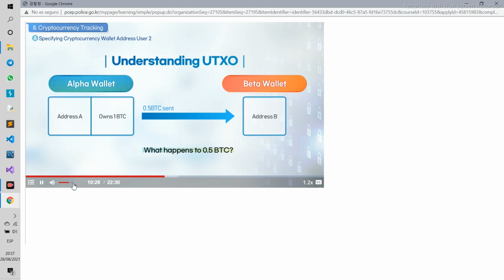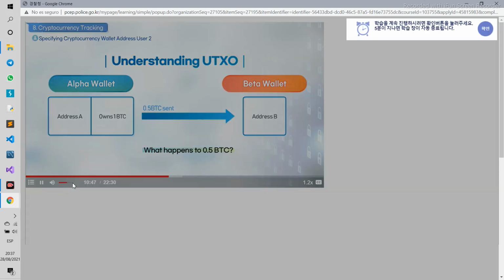But once Bitcoin is taken out of a UTXO, that UTXO is destroyed. It's like tearing a sealed envelope open and taking the money from it. That envelope cannot be used again. In other words, once a Bitcoin stored in UTXO is sent, that UTXO can no longer be used.